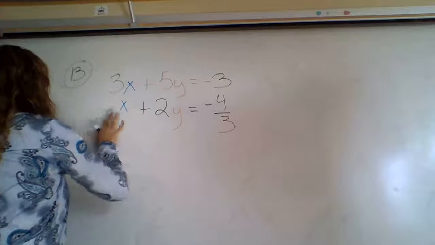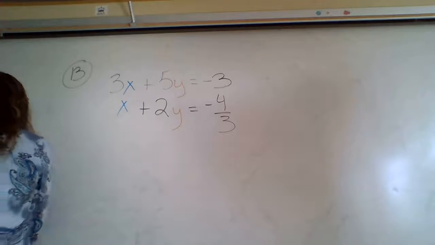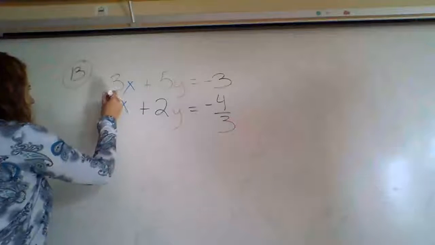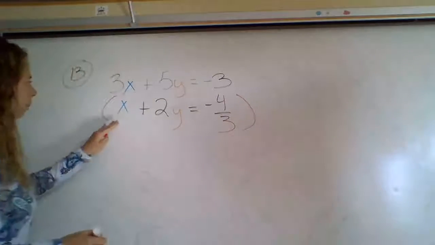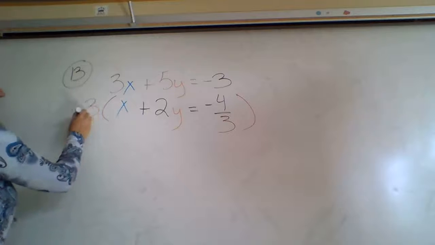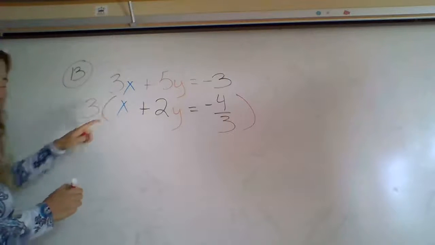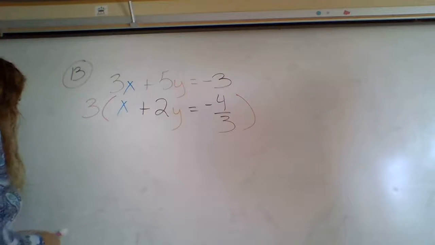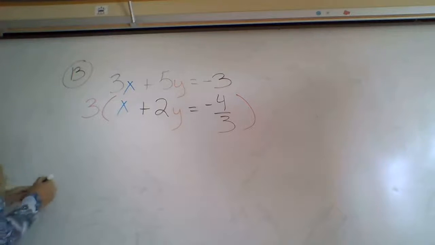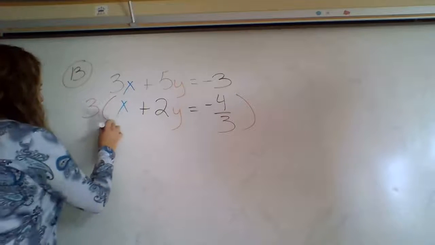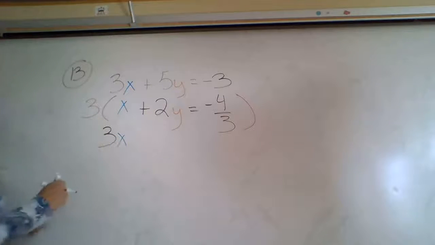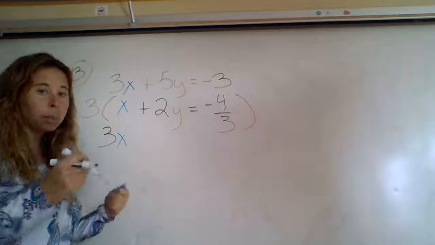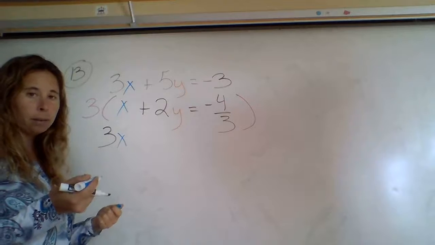Oh, we'll do it in a different color. Pink, maybe. That's fine. We're going to multiply my bottom equation by 3. That way, these guys are going to match. Ready? So I'm going to end up with 3 times x, 3x. Okay, make sure you multiply the entire equation by 3.